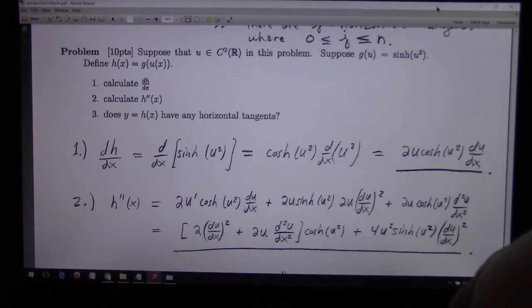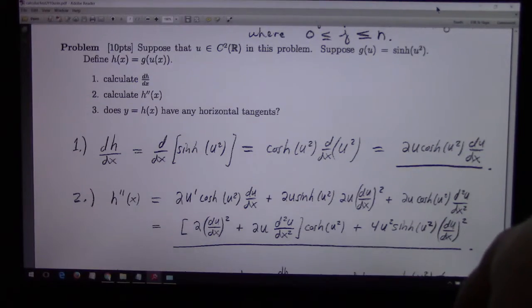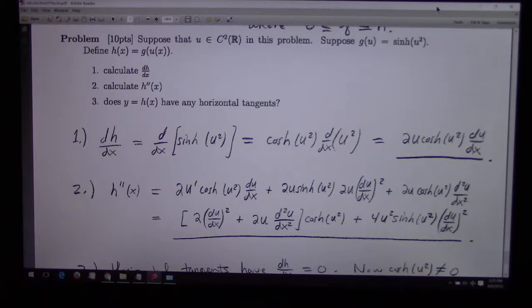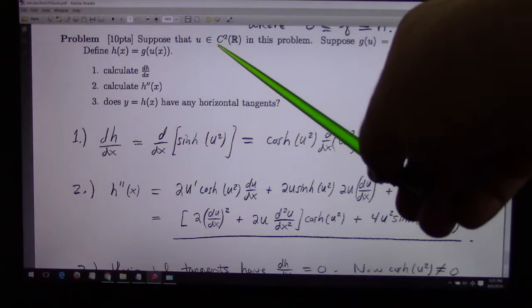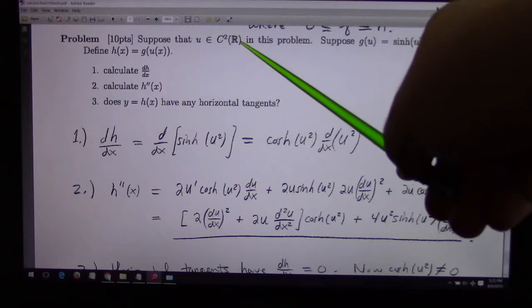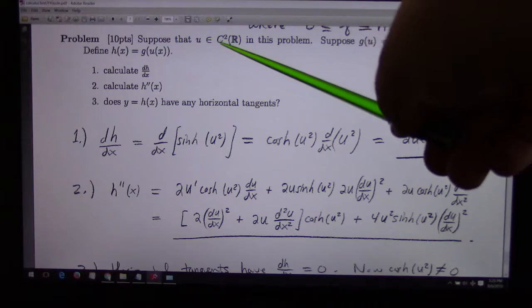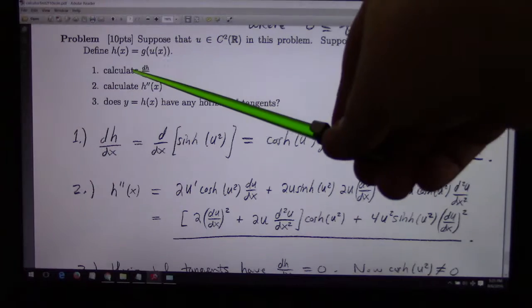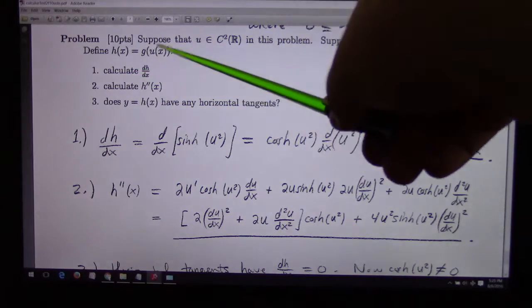Problem 10? What? Oh, these are unnumbered. I guess that's problem 13. We've got a function u. This notation, and if you ever have a question about notation, just ask me during the test, C2, means twice continuously differentiable. So g of u is sinh of u squared. U is a function which is given to be differentiable twice over, but that's all we know. And we were looking at this other function, h of x is g of u of x, all right?